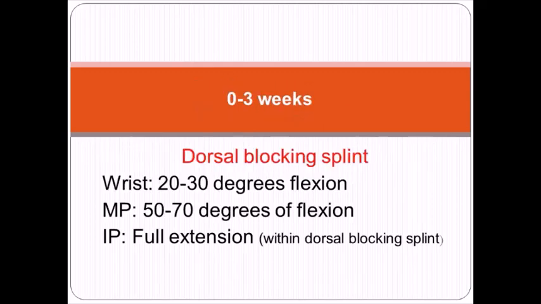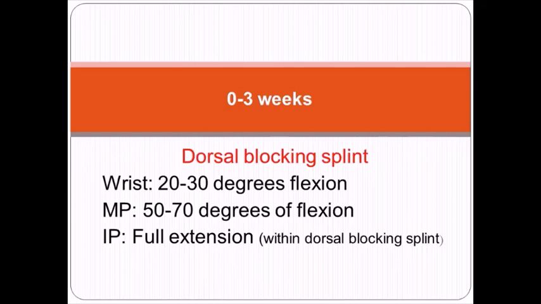So between 0 to 3 weeks, the dorsal blocking splint is made, where I keep the wrist in 20 to 30 degrees of flexion and the MP joint in 50 to 70 degrees of flexion. The IP joint will be in full extension.